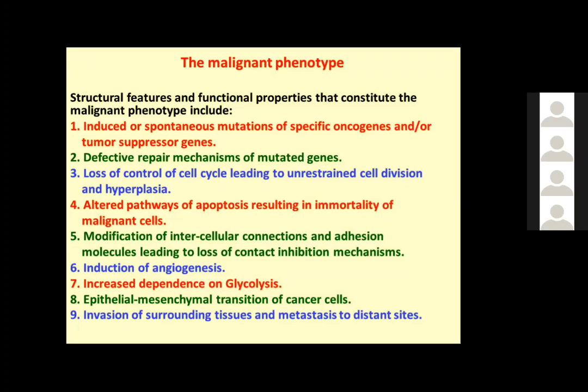This is an important characteristic of malignant cells, induction of angiogenesis. Why is angiogenesis important for cells? Because if a cell mass grows to a critical level, then the central portion of this cell mass will die because no blood will reach this central portion of the tumor. So angiogenesis is a specific characteristic feature and essential feature for survival of tumors.